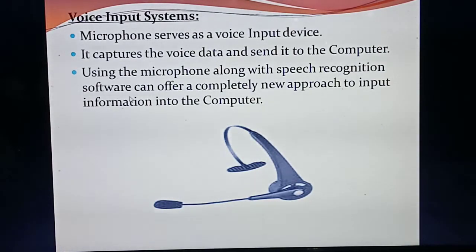Understood? So up to this is enough for today. Lots of input devices are there. So what are the input devices you have studied today? Scanner, then retinal scanner, fingerprint scanner, then barcode reader, QR code reader, then voice input system.